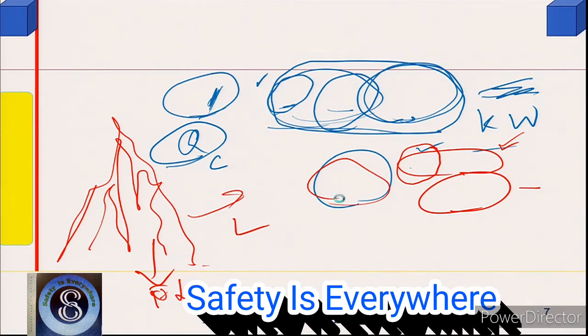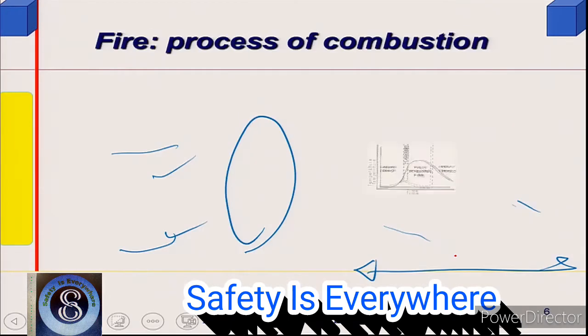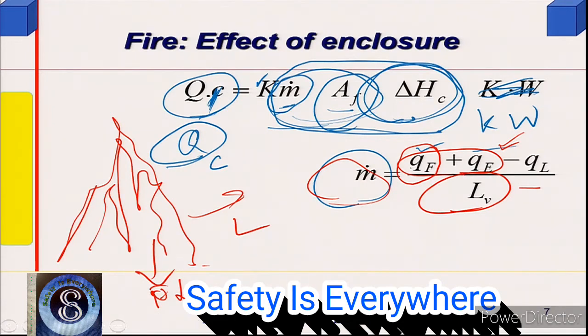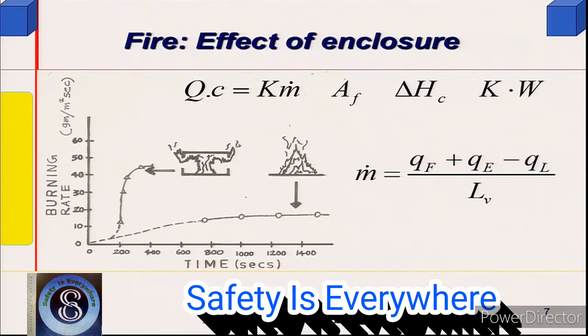I think this must have been also there in the previous diagram. You see QF, QL is the loss, QF is coming to the fuel, and QE is coming from the environment, actually the surrounding environment. So that's how I define the mass flow rate. And if I have a ceiling, you can see that this component will be higher, rather than in an open field.